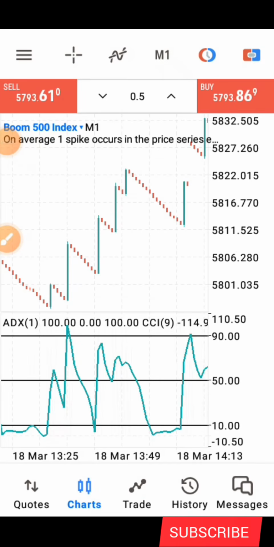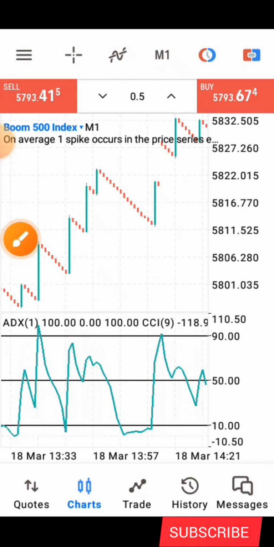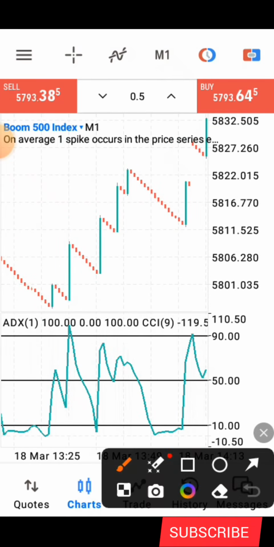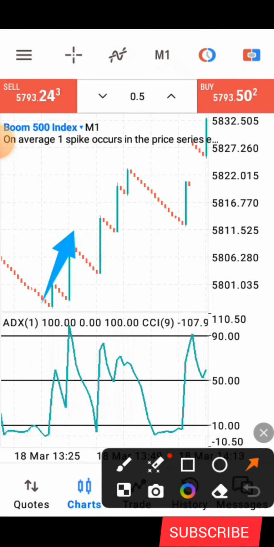Now this strategy is going to be a combination of price action and indicators. We are going to be using this indicator alongside price action. The price action aspect is that you can see price is making higher highs and higher lows here. Whenever price breaks the most recent structure, the most recent low of the market, that's when we are going to be taking our entry.